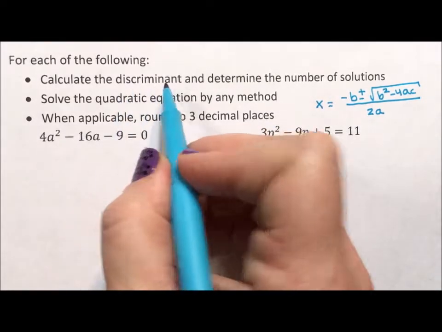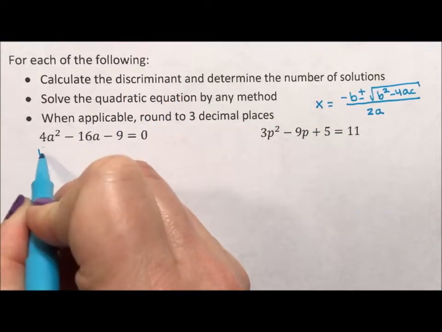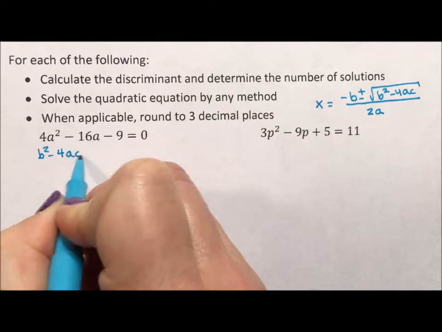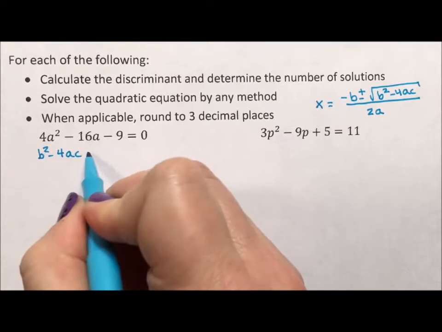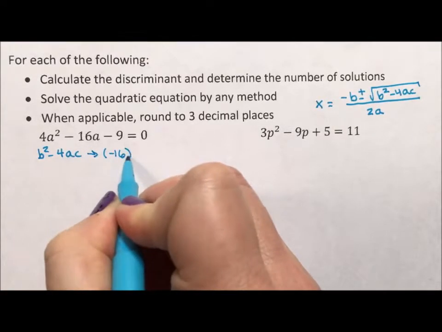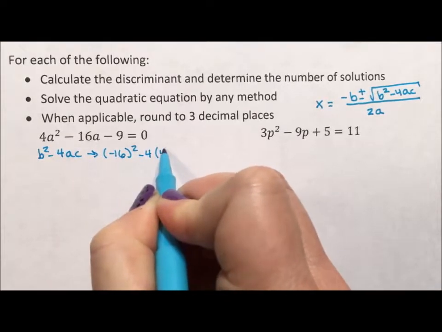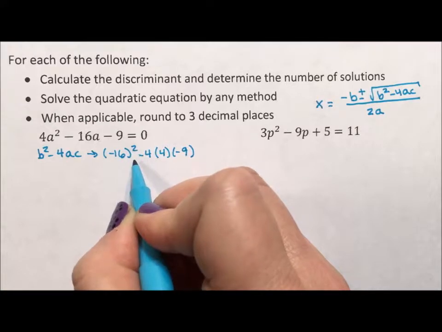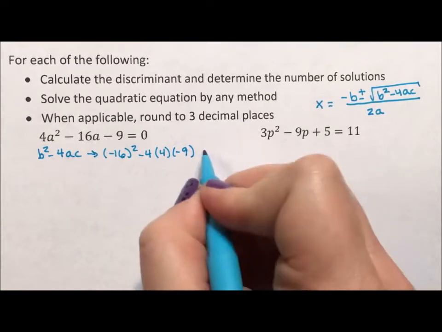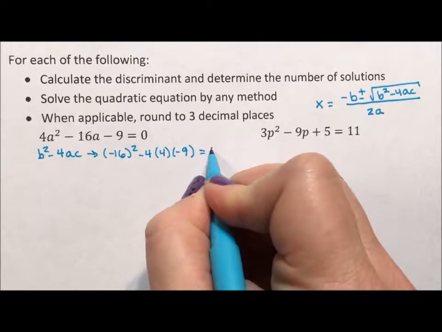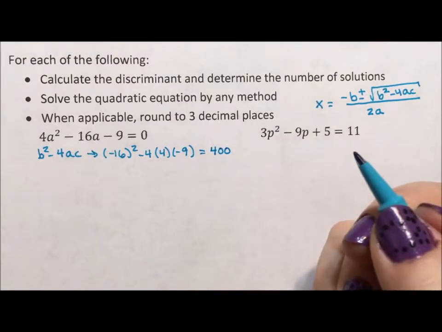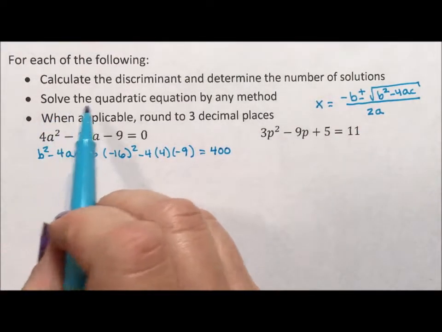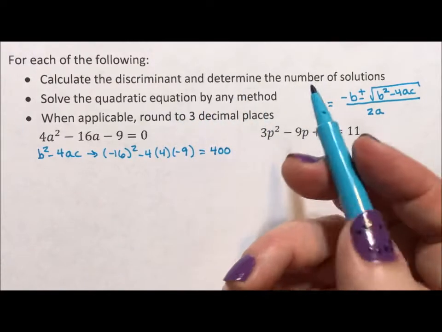So it says calculate the discriminant. So that's our b squared minus 4ac. So for this one, I have negative 16 squared minus 4 times 4 times negative 9. And if I do that, I get 400. Now, 400 is a perfect square. It then says solve the quadratic equation by any method.